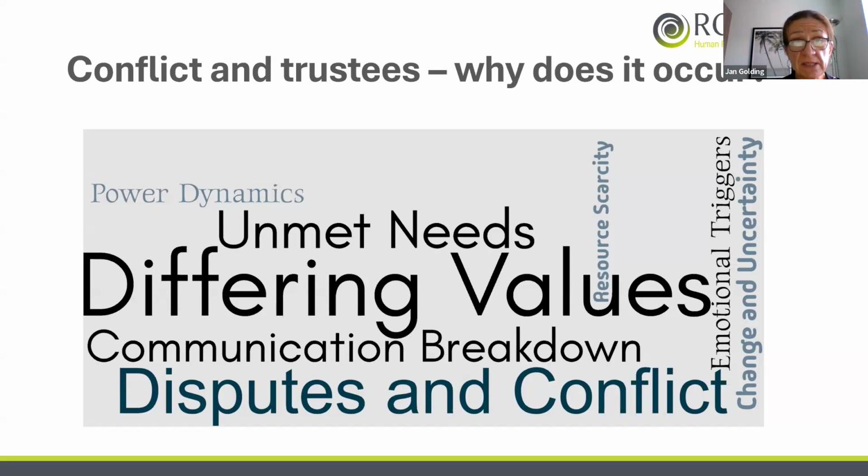There can be emotional triggers, so people can feel personally triggered, and that can amplify a disagreement and lead to conflict. There can be unmet needs, people feeling their basic needs, such as safety or recognition, are not being met. Sometimes they don't realise that's what's happening. There can be power dynamics, so a struggle for power or control within relationships or within the organisation. And there can be a competition for limited resources like money or land or time. Those things can lead to conflicts as well.